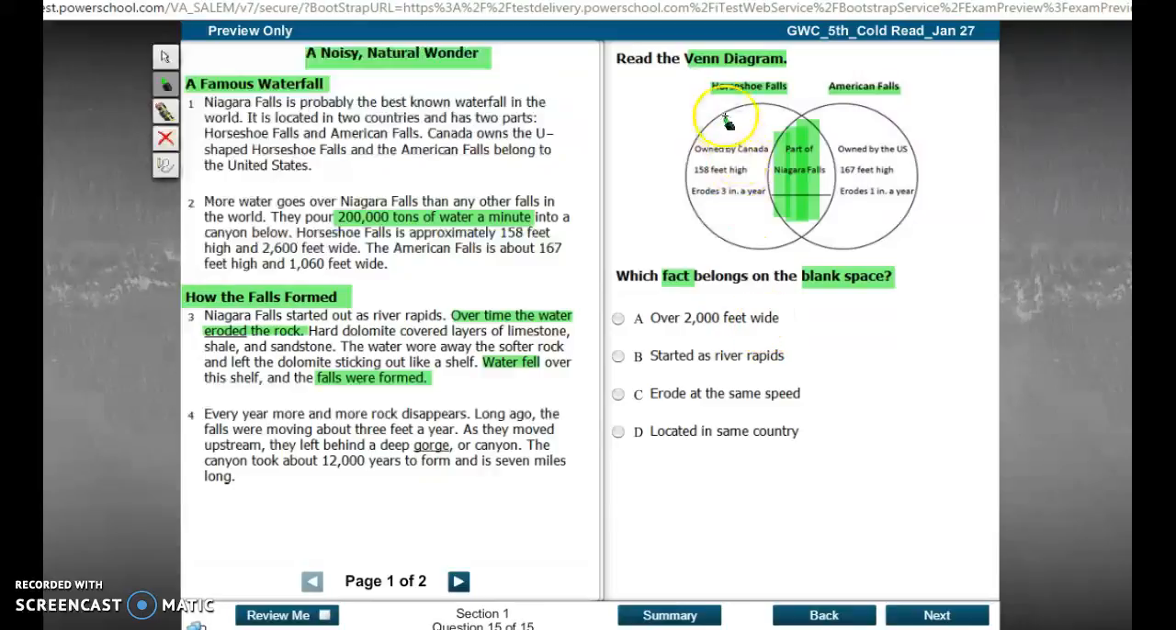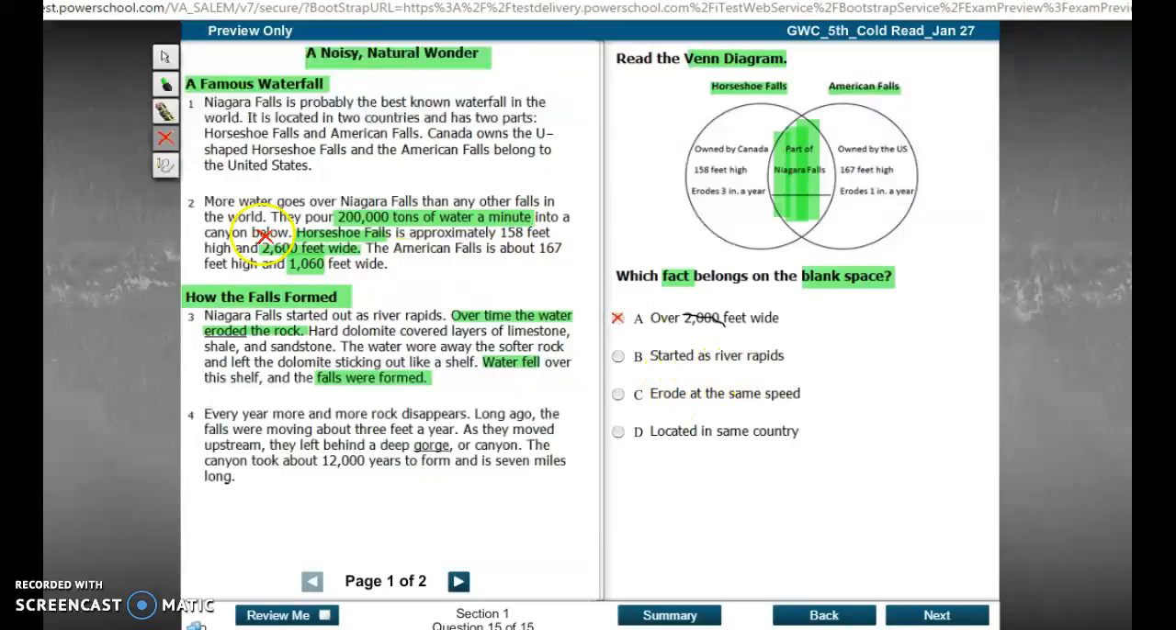Well, if you skim for Horseshoe Falls and American Falls, I see them up here, but I don't see any numbers. Oh, I see them again. Horseshoe Falls is approximately 158 feet high and 2,600 feet wide. So Horseshoe Falls is over 2,000 feet wide. The American Falls is about 167 feet high and 1,060 feet wide. So that is not true because American Falls is not over 2,000 feet wide. And if it's in the middle of the Venn, it has to be true for both.